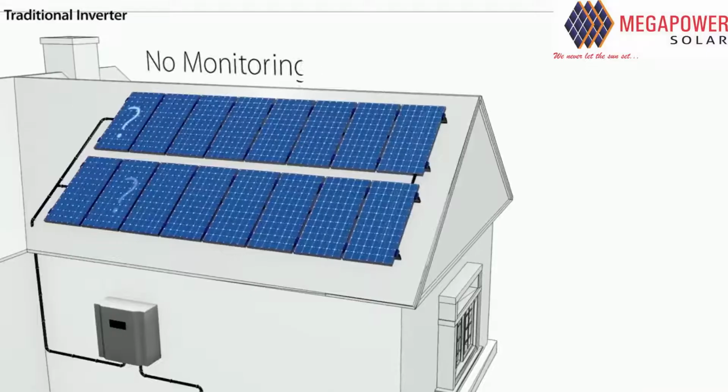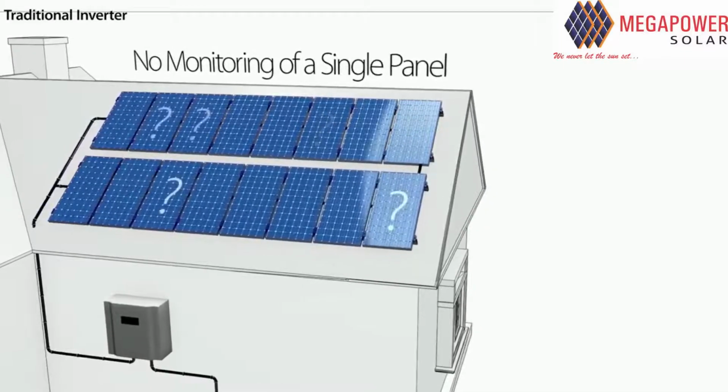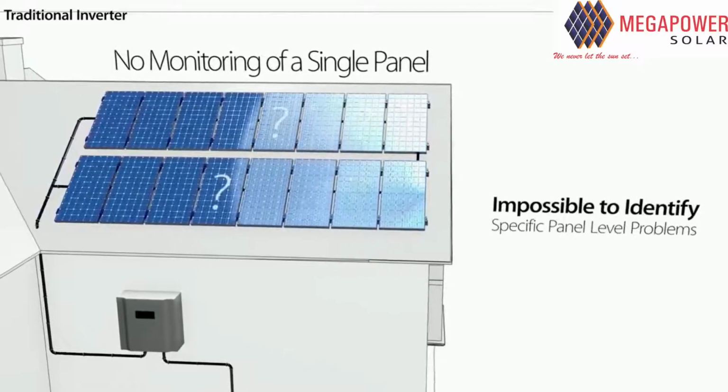A traditional system cannot track power output, temperature, or any other parameter of a single panel. This makes it impossible to identify specific panel-level problems remotely.